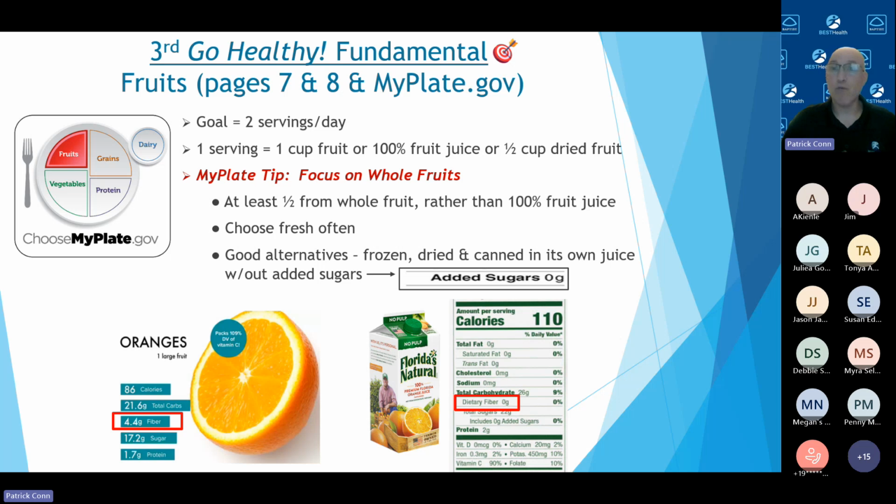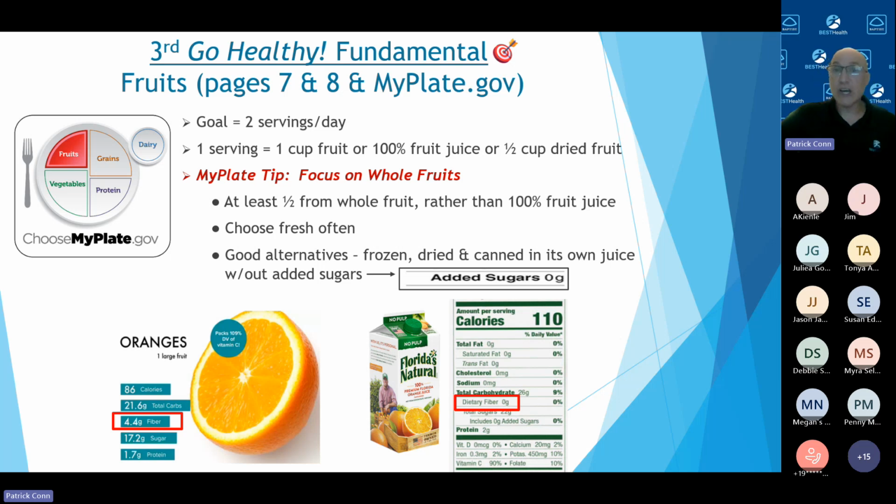I gave you an example of 1 large orange. 1 large orange has about 86 calories. And look at the fiber. It has 4.4 grams of dietary fiber, which is very important. Okay. And then you have the orange juice.